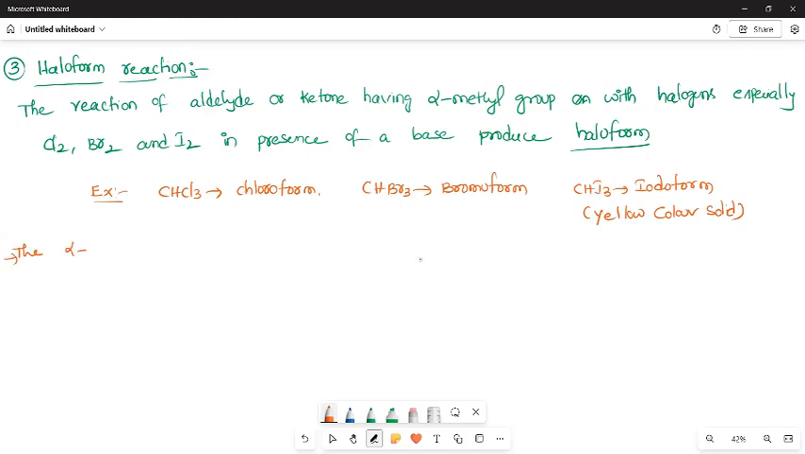Important point: which alpha hydrogens are meant? Those hydrogens which are present in the alpha methyl group. The alpha hydrogens will be replaced by halogen atoms by electrophilic substitution.